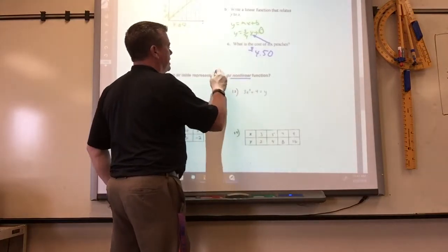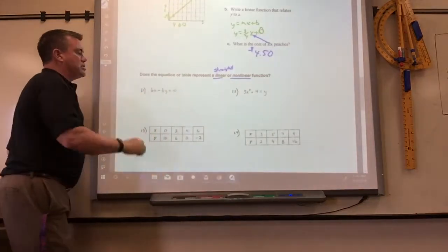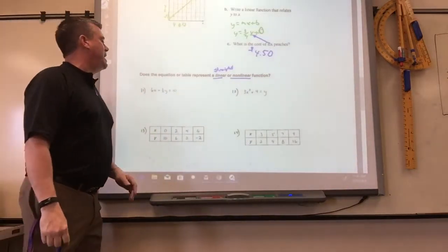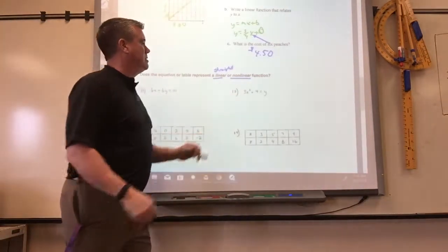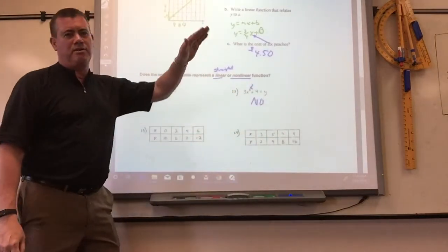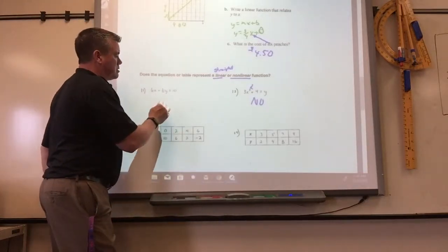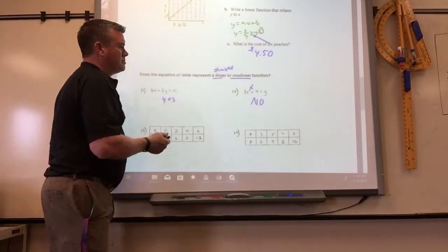Linear or nonlinear? Linear means straight. If it's just an equation, what you look at is it can't have any exponents. There's an exponent, so that's no. Anything with an exponent is going to have a curve in it. This one doesn't have any exponents, so it's yes.